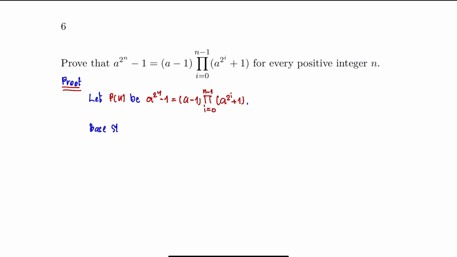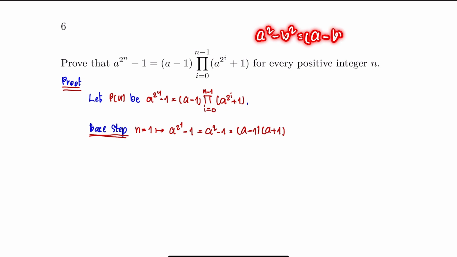So what is the base step? We are using mathematical induction. In the base step, we need to let n be 1. So we have a to the 2 to the 1 minus 1, which is a to the 2 to the 1, which is a minus 1 times a plus 1. Actually this is the difference of squares, right? a square minus b square equals a minus b times a plus b.